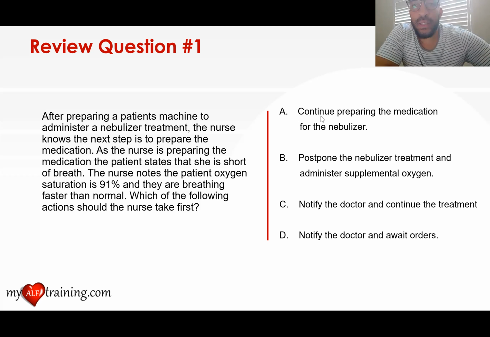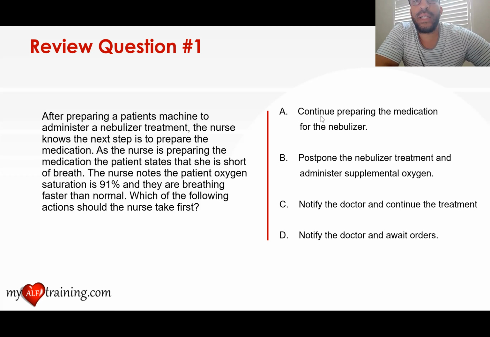So, in this scenario, the nurse has prepared a nebulizer treatment for the patient, and as she's preparing this treatment, the patient says that they are short of breath, and the nurse sees that their oxygen saturation is 91%, and the patient is breathing a little faster than normal. What action should this nurse take first?